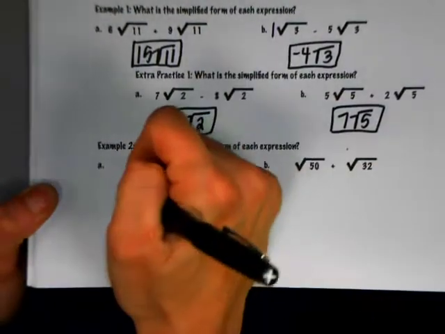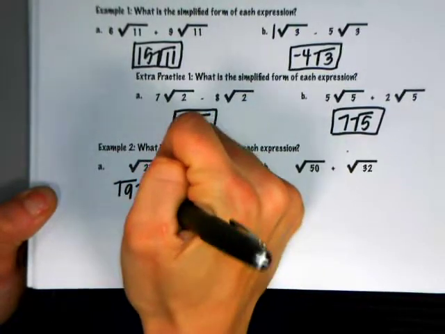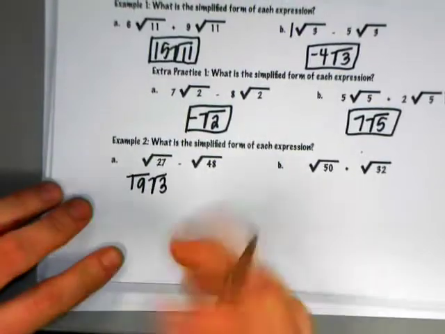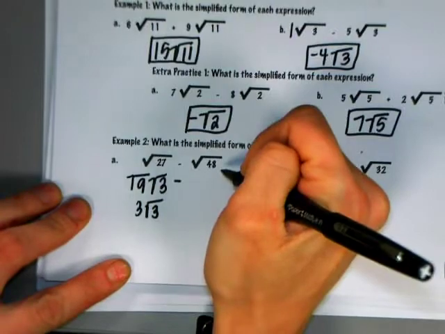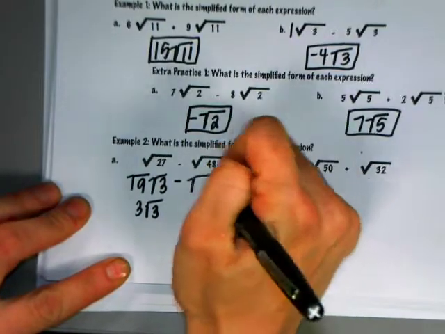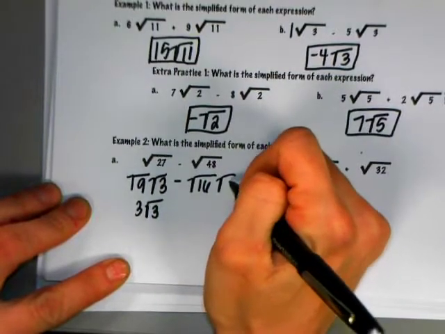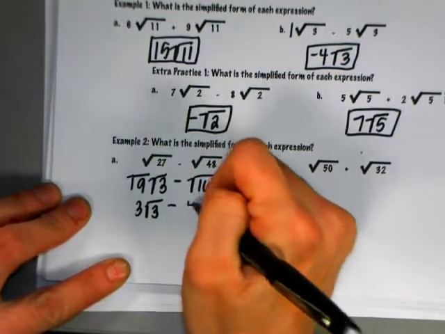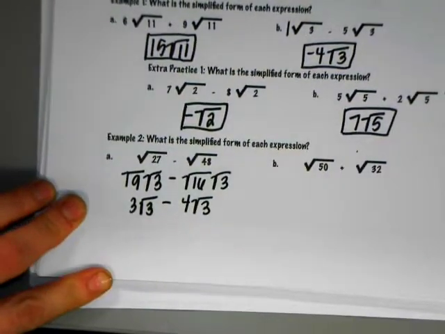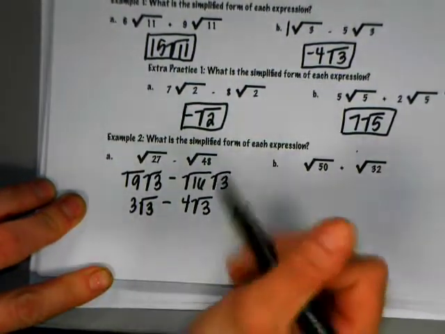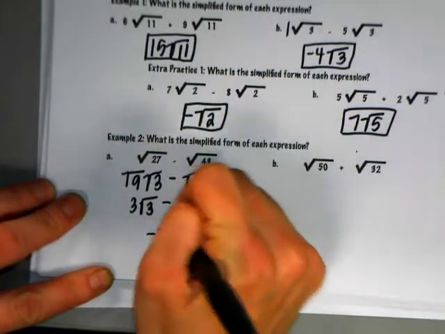So 27, what would I use? 9 times 3. So that's going to be 3 radical 3. And then what about 48? Yep, 16 times 3. And then so that's going to be 4 radical 3. So then with what you have here, do I have like radicals? Yes, so now I can combine them together. So what's 3 minus 4? Negative 1, yep, so just negative radical 3.